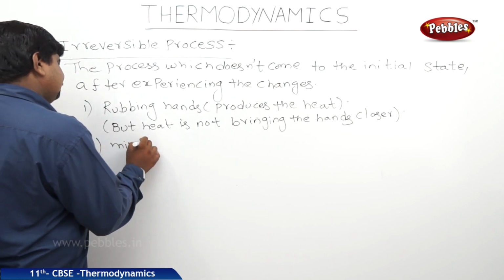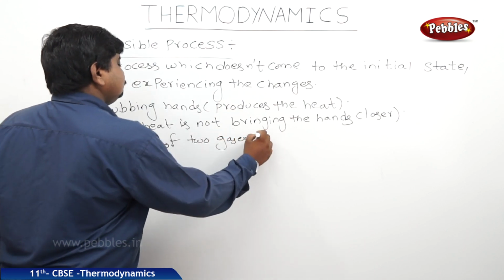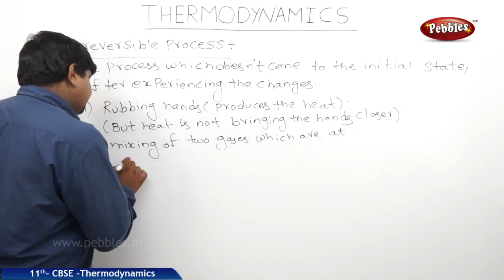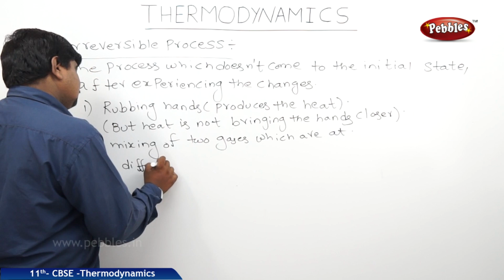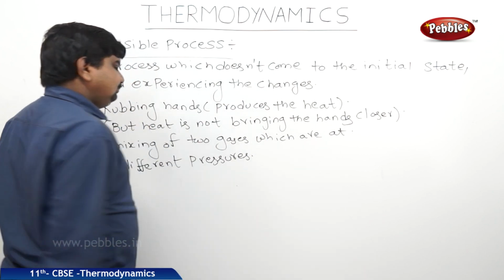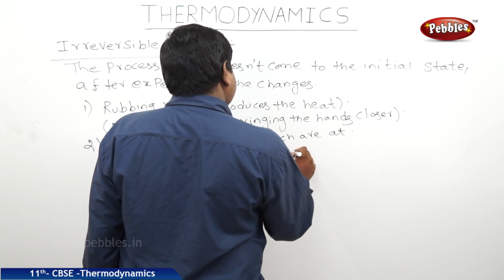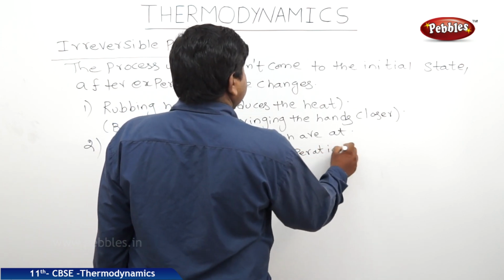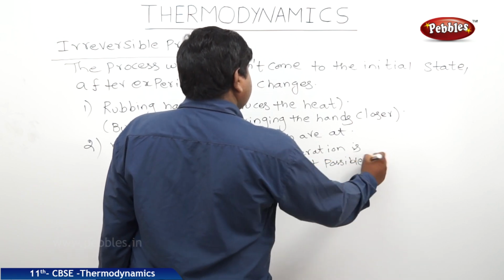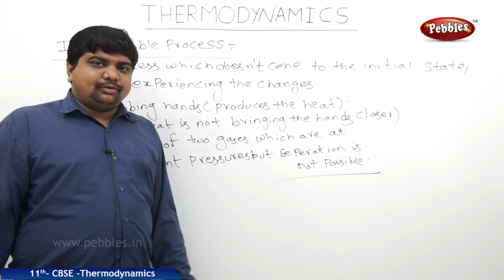Mixing of two gases which are at different pressures is possible, but separation is not possible. Like this, we can define and give examples for the irreversible process.